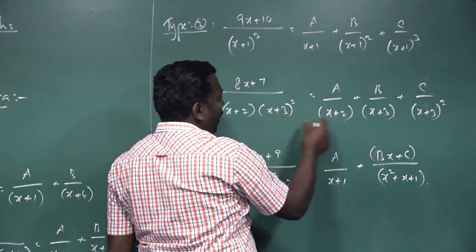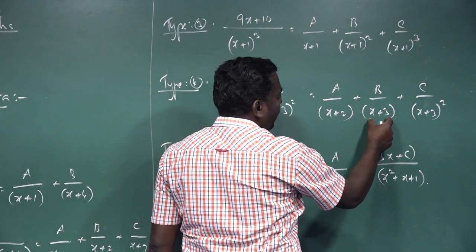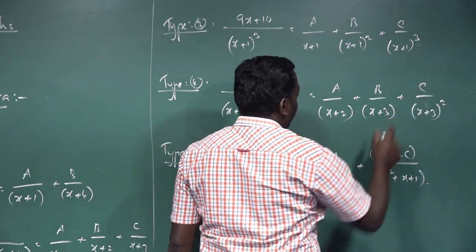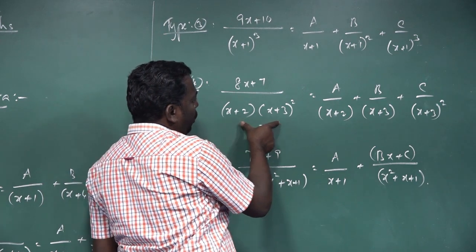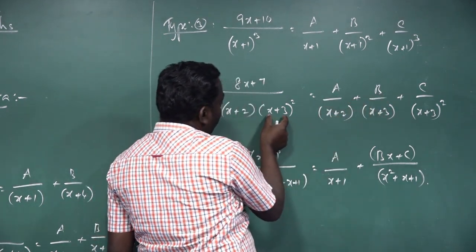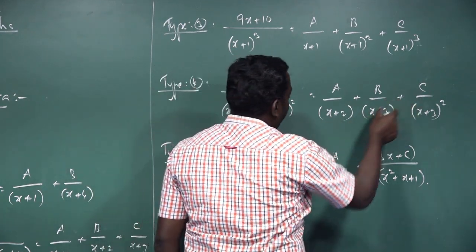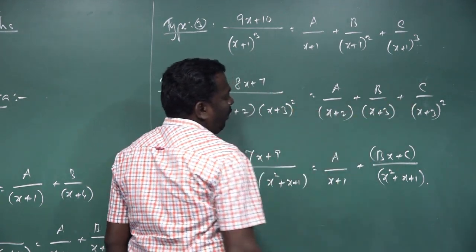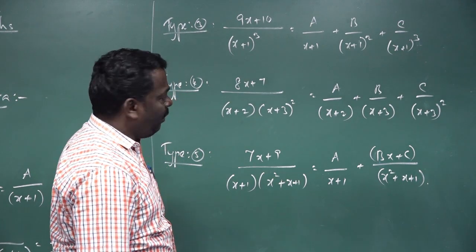So the power factor we have to separate: one factor x + 3 and then one factor (x + 3) whole square. Therefore this is decomposed into A/(x + 2) + B/(x + 3) + C/(x + 3)^2. We have to decompose by applying partial fractions.